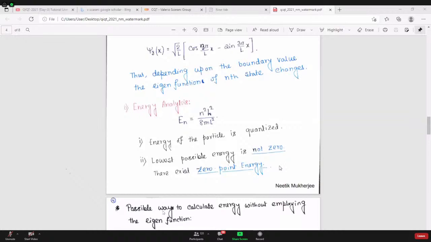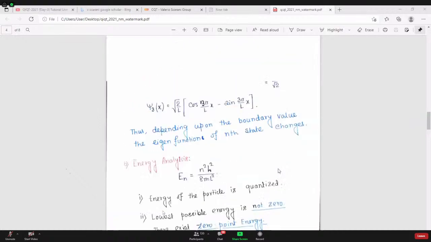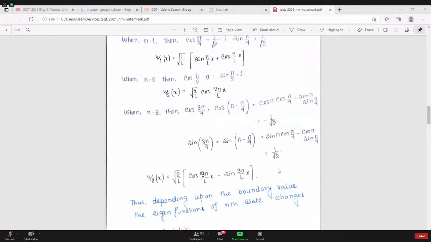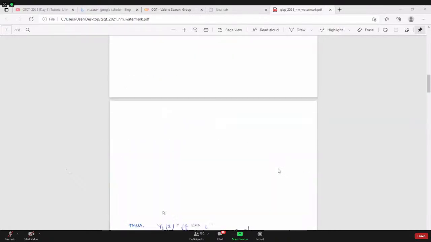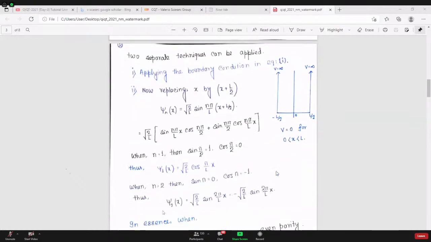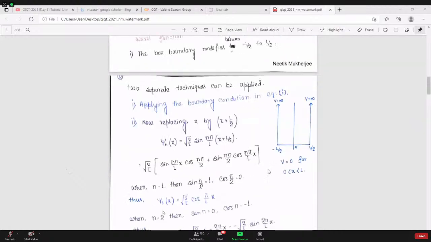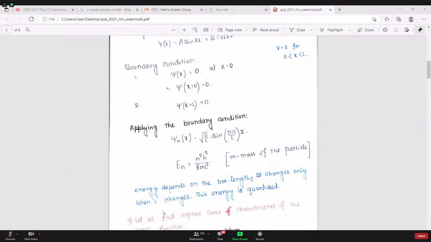Sir, if we take the length of the box as L, we'll have certain wave functions for the particle. If we halve the length of the box, what will happen to the wave function? If you change the length, then your wave function will have the same form, but the length will change. Only the length will change.